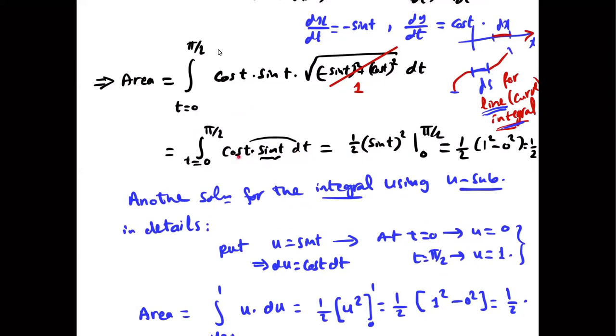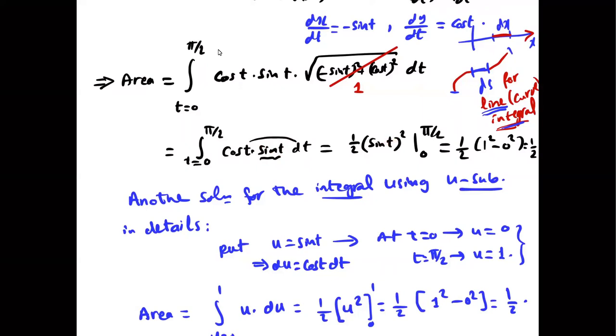You can consider cosine t as u, and you have its derivative here, but you need some sign here inside and outside. Or easier, if you don't want to put a negative sign inside and outside, use sine t as the u substitution. Plug u instead of sine t. So du is cosine t dt. So we have u du, we get half u squared. What is u? It is sine t.